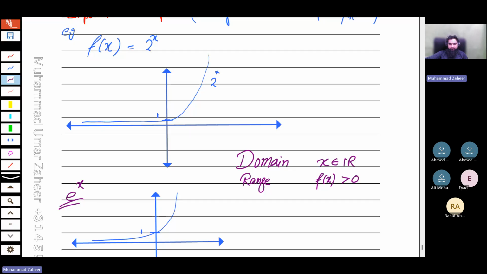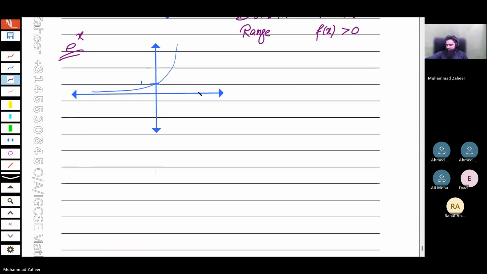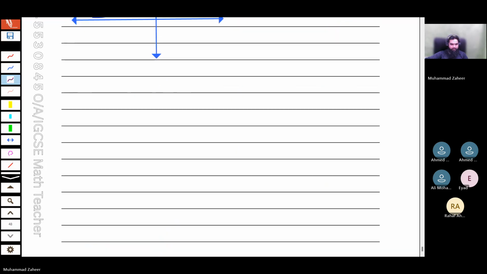Yes, everyone. Any question? Any question about the graph?